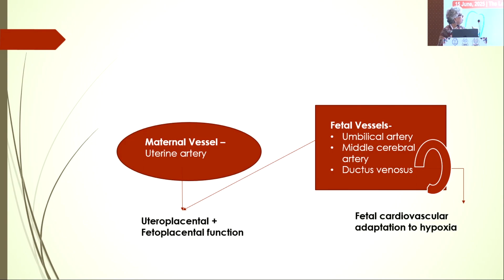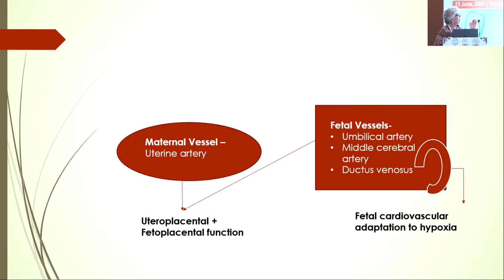So how do we see the Doppler? Normally in obstetrics, we do Doppler for the maternal vessel, which is the uterine artery, and the fetal vessels. These are the umbilical artery, middle cerebral artery, and ductus venosus, which is the venous Doppler. So, what is the importance of this?